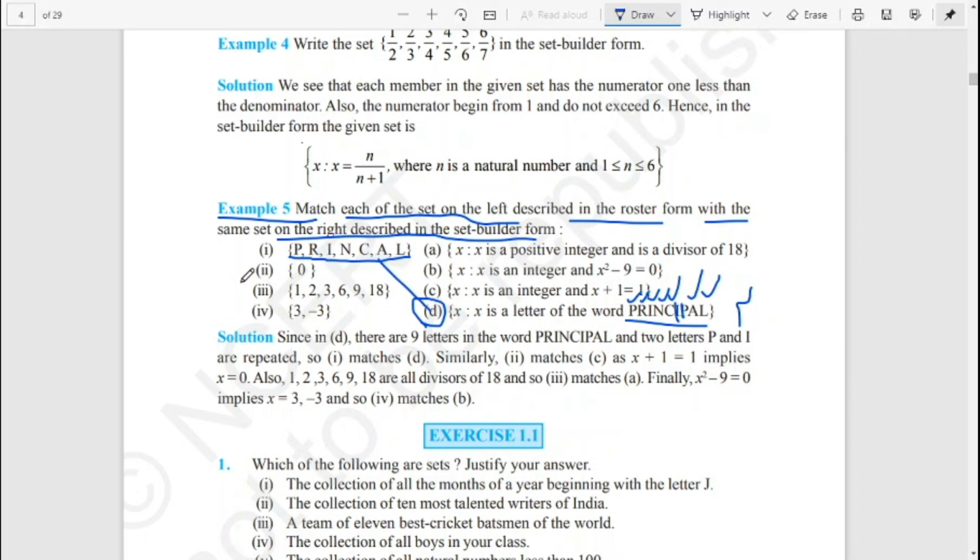Okay. Now next, 0. What do you think? Which set will match? This one, C. Why? See, X such that X is an integer and X plus 1 equal to 1. What will happen? X plus 1 equal to 1. When you solve this, what will happen? X equal to 1 minus 1. So obviously it's 0. Okay. So our set will contain 0. So it matches C.